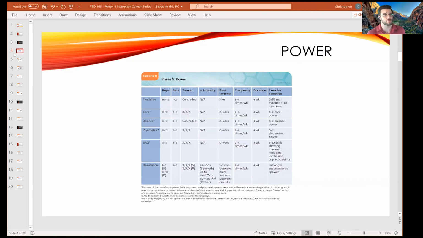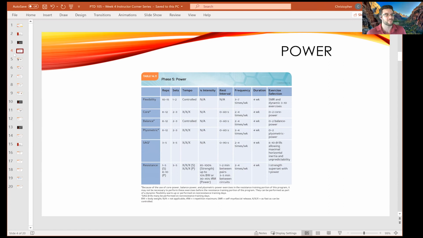Now we bring it to our acute training variable table again, and when we look at training for flexibility, core, balance, plyometric, or resistance training, you can see that the reps and sets change drastically from what we see in previous phases, particularly when it comes to the intensity. The main reason is you don't want to do tons of repetitions when it comes to power, even if the intensity of the exercise is low. As you can see, when you're training for power, you can work at up to 10% or even 30 to 45% of your one repetition maximum. It's going to allow you to develop as much force quickly.